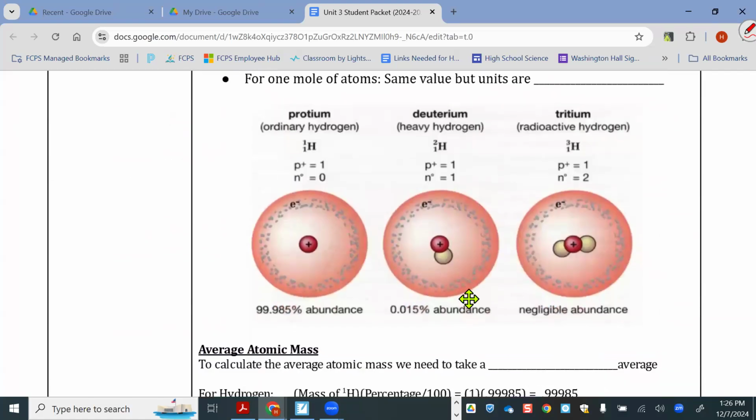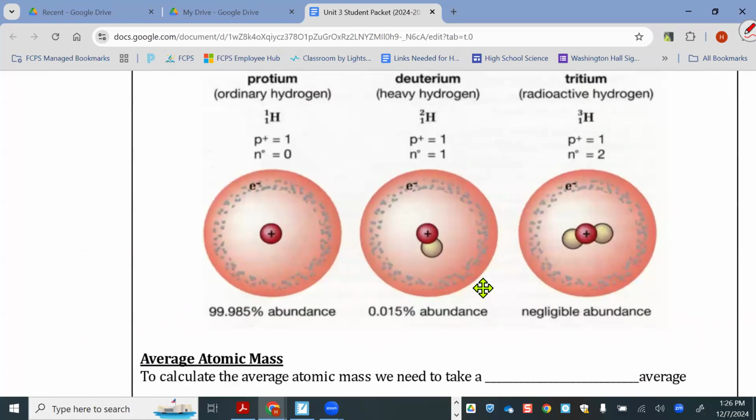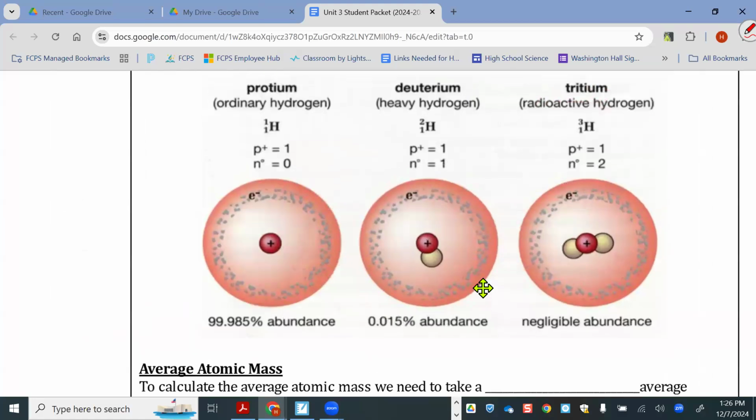Now the other part is looking at these isotopes. We found that hydrogen has 3 isotopes: protium, deuterium, and tritium. Most of the hydrogen that we are in contact with is protium. A little bit is deuterium, and even less of that is tritium. Tritium is radioactive, deuterium is heavy hydrogen and not usable for our bodies.